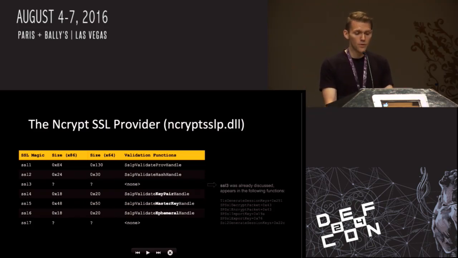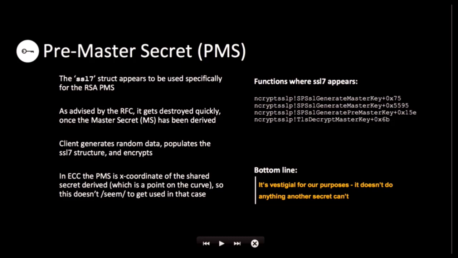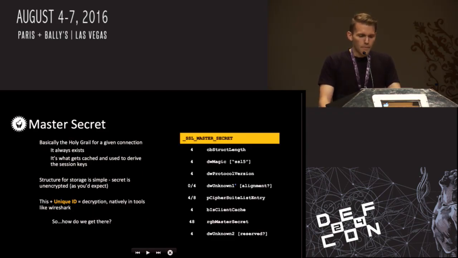So the only other one up there that doesn't have anything is SSL7, and that is the pre-master secret. The pre-master secret we don't really need because it literally is per connection and gets used only to generate the master secret, which is always going to be the same length, whereas the pre-master secret is variable based on what key exchange we're using. If we're using ECC, it's going to be the x-coordinate of the shared secret that we derived. So basically it's vestigial, we don't really need it if we can get the master key, which we can get. SSL7 is only used for the RSA pre-master secret. And on top of that, it gets destroyed very quickly. So they actually follow the spec on this. As soon as you've got the master secret, you destroy it, so you'll never see it in memory. It's kind of too beautiful to live or whatever. So, master secret.